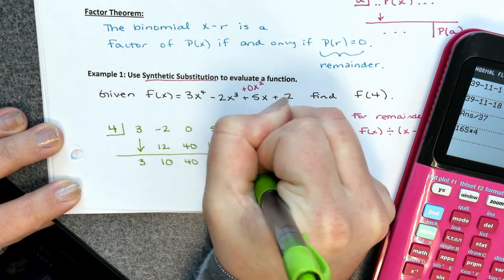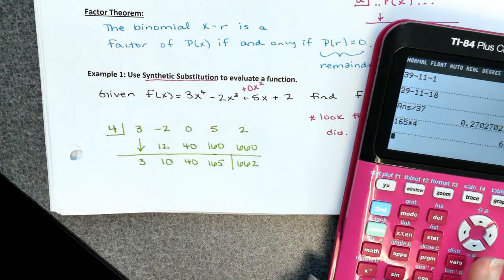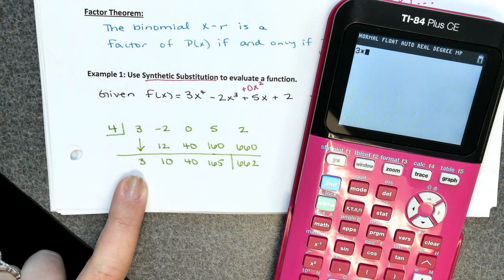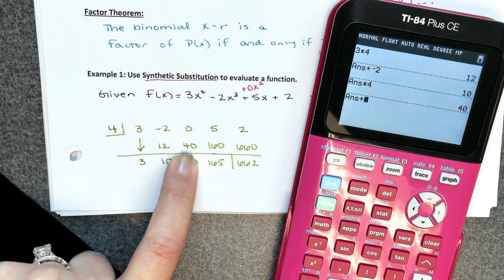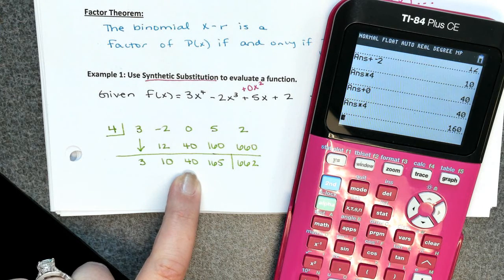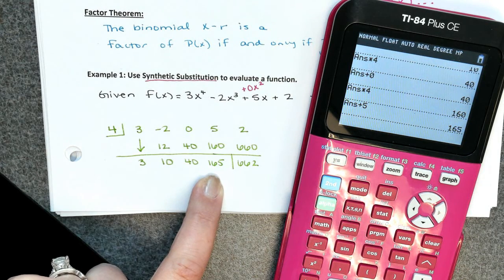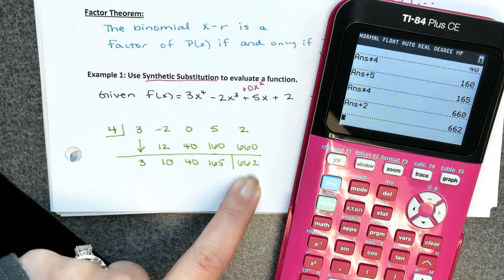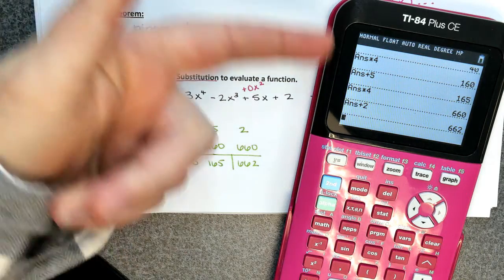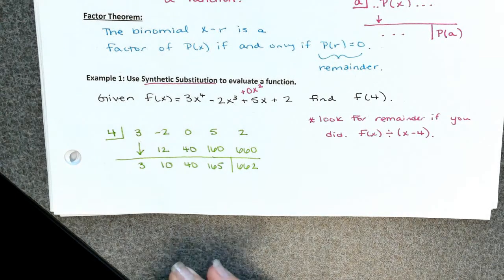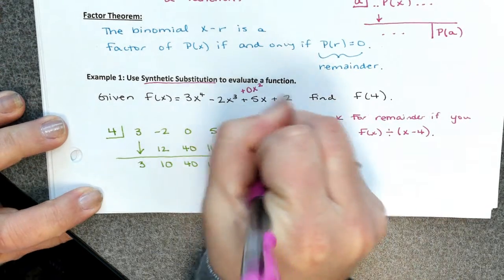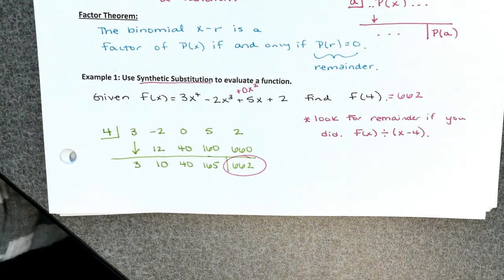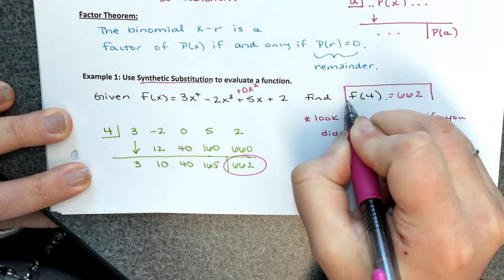Add them up, 662. Now remember, always double check with your calculator if you have time, because it's better to be safe than sorry. So you brought down the 3, multiplied by the 4. Added that to negative 2. Got 10, multiplied by 4. Got 40. Added 0 to that, stayed with 40. Multiplied by the 4 in the box, got 160. Added 5 to that, got 165. Times that by 4, got 660. Added 2 to that, got 662. So I can easily use my calculator in previous answers to just go through that algorithm where you multiply by the box, add them up. Multiply by the box, add them up. Okay? What is your answer here? 662. Okay? So f of 4 equals 662.